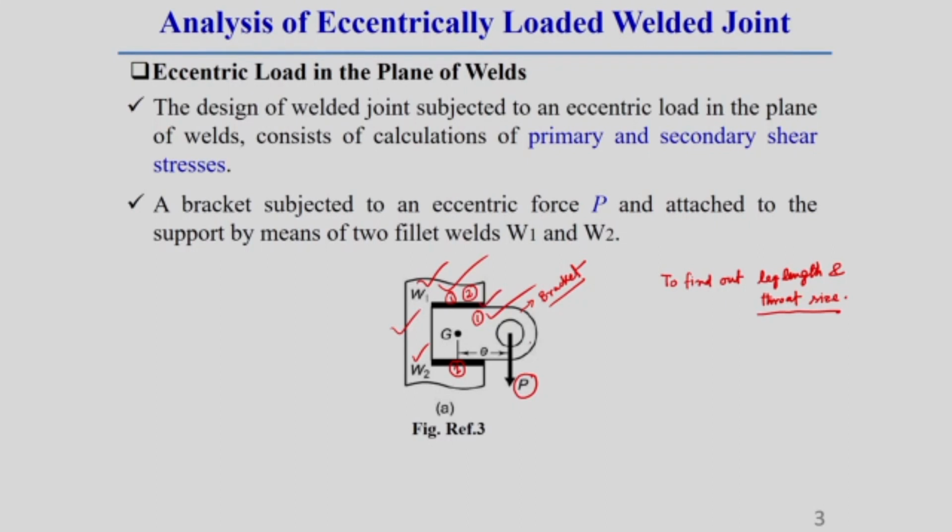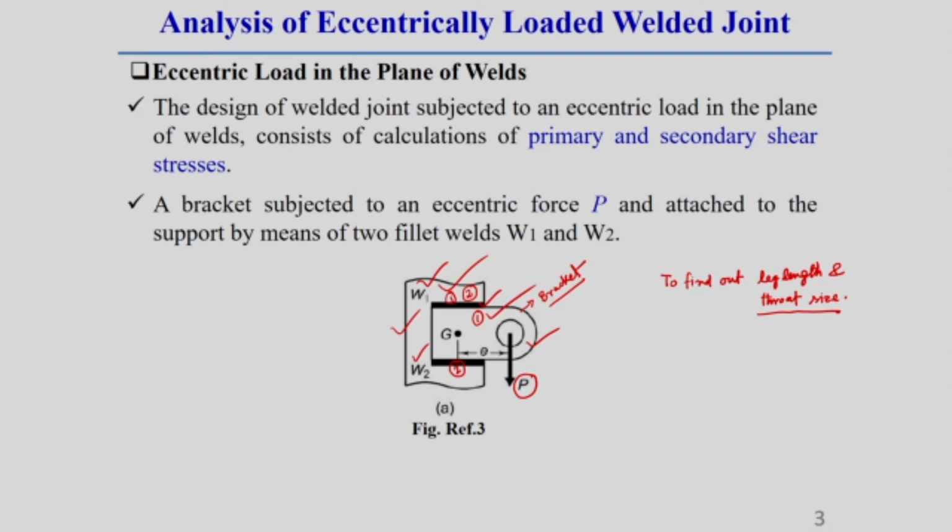So, here this weld as well as this load are lying on this bracket itself, in the same plane, and that is called the plane of weld subjected to eccentric load. That is why this type of analysis is called eccentric load in the plane of weld. What I am telling, understand?